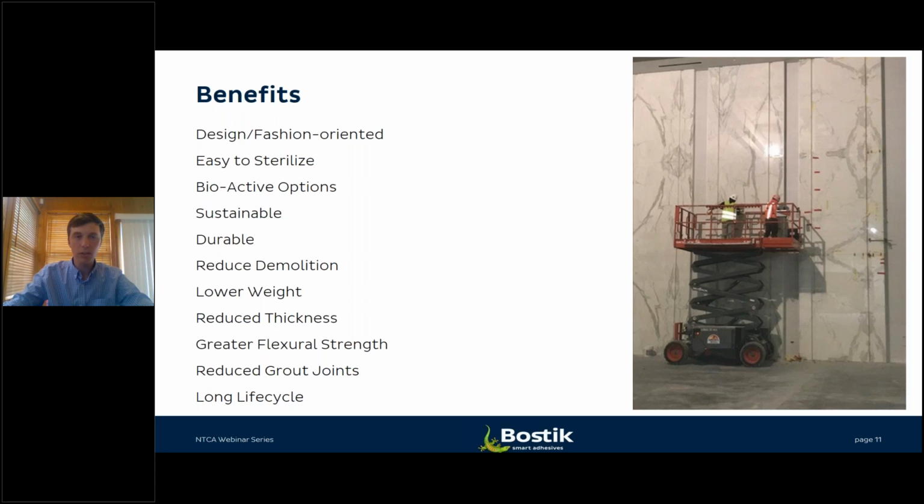There's a lot of flexural strength with gauge porcelain. That flexural strength translates in a number of different ways in terms of impact and flexibility when bending radiuses, but also in terms of facades by taking on a greater wind load level as well.